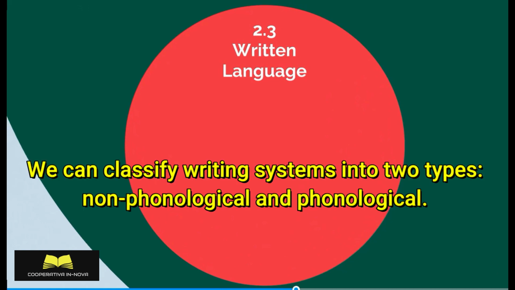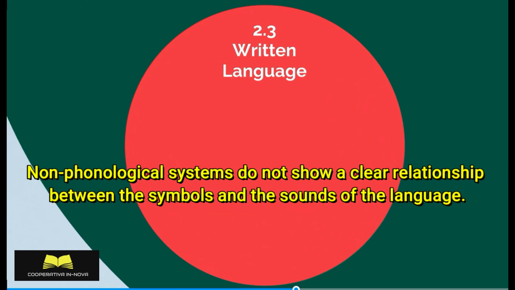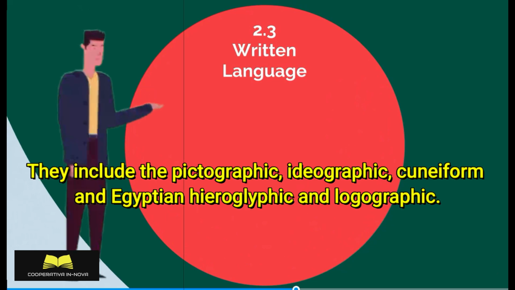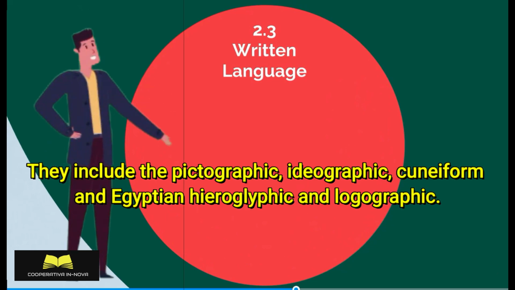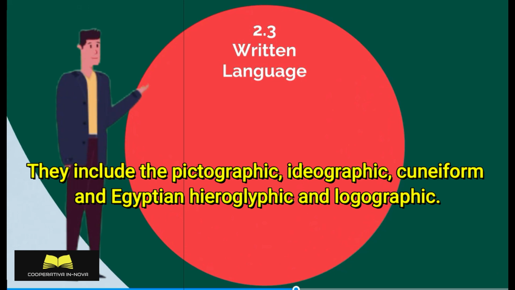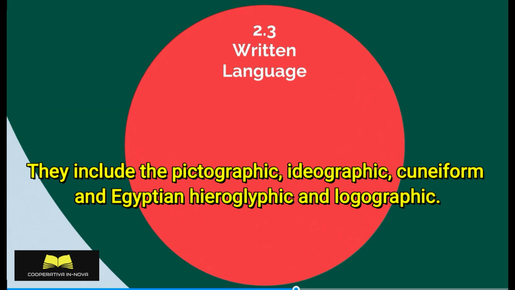We can classify writing systems into two types, non-phonological and phonological. Non-phonological systems do not show a clear relationship between the symbols and the sounds of the language. They include the pictographic, ideographic, cuneiform, and Egyptian hieroglyphic and logographic.